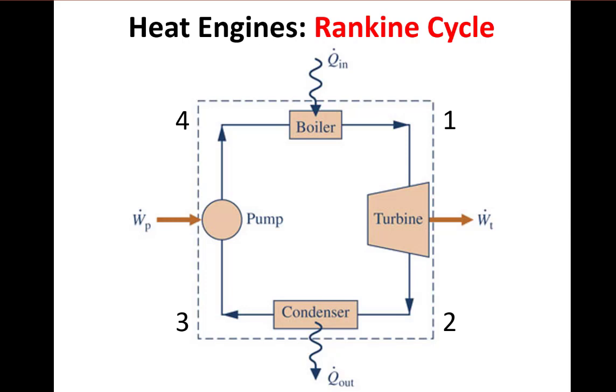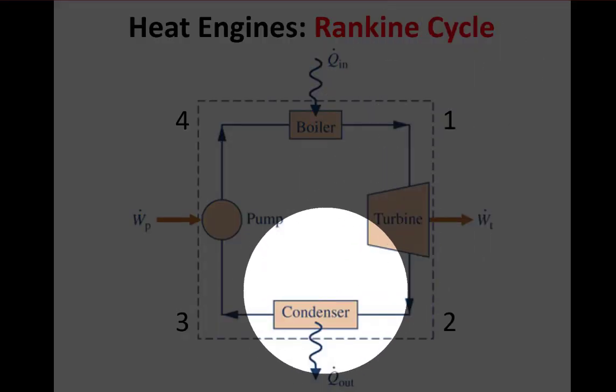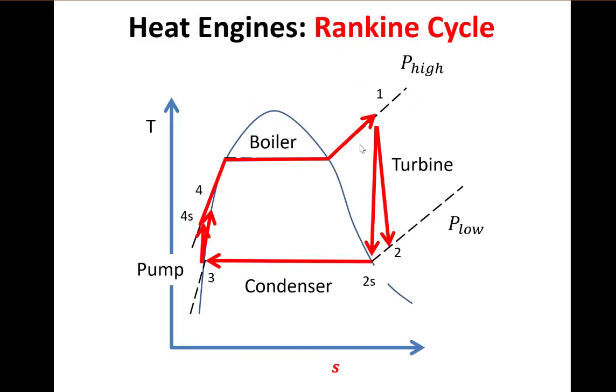So for Rankine cycles, we've got these four components: a turbine, a condenser, a pump, and a boiler. The TS diagram, which I could certainly ask you to draw, you should know how to draw. It will look something like this.